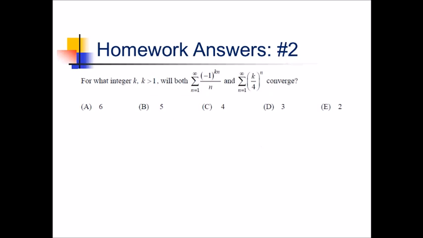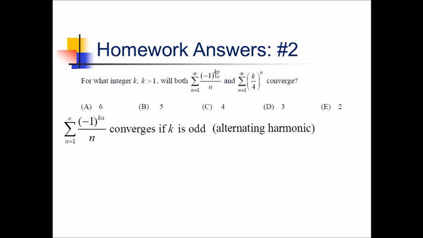For number 7, we want to know for what integer k, where k is greater than 1, will both of these two series converge. So we'll take them one series at a time and see what kind of k values we need to make this happen. For this first one, we have an alternating series. In order to make sure that it stays alternating, we have to make sure that this k value is an odd number, because that would give us actually an alternating series. If k were even, then this -1 would automatically become positive and we wouldn't have an alternating series anymore. So if it's an alternating harmonic, then we're good. So k value has to be odd.